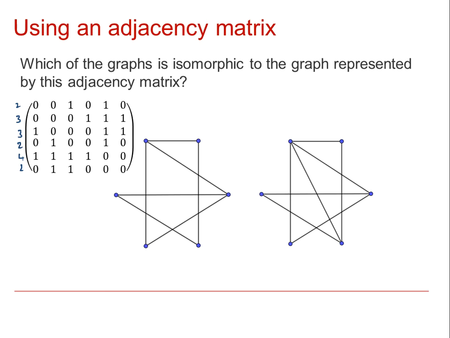Well, that means that it rules out the first one, and we can see here's our node of order 4 in the second one. We've then got 2, 2, and 2, so 3 of order 2 and 2 of order 3. And we could also check the connections between those and that they correspond with the adjacency matrix.